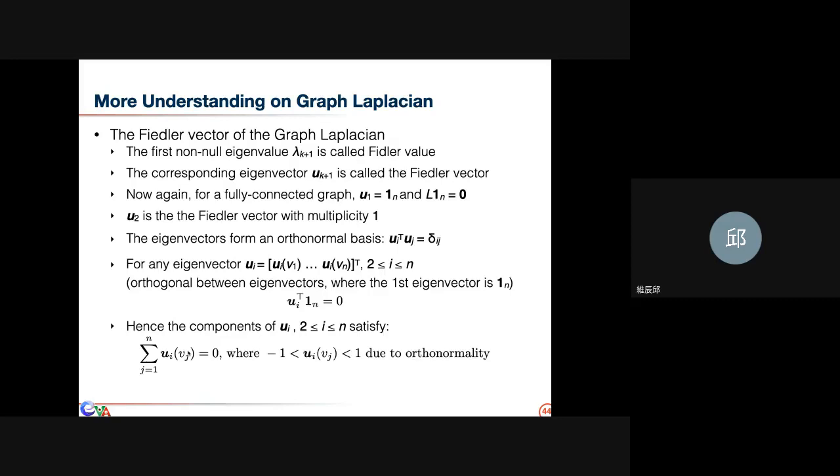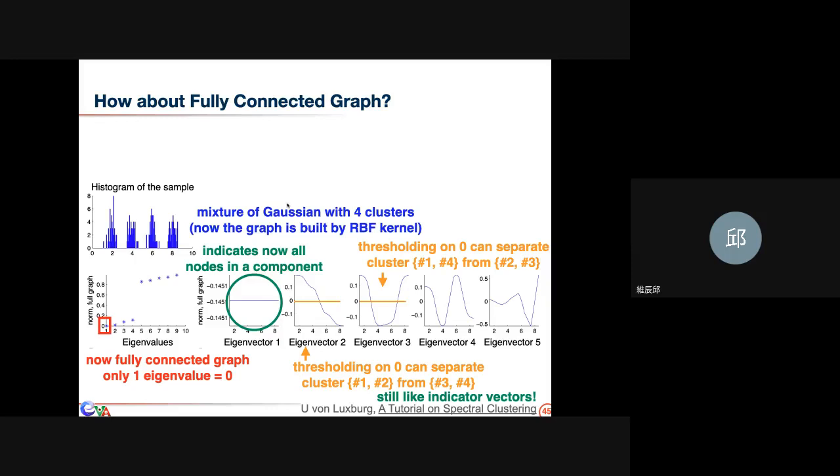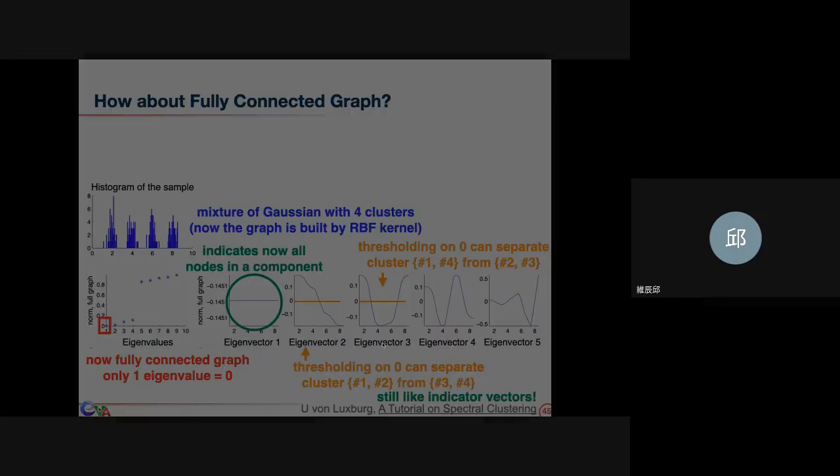I think we can stop here, and we will continue on this example next time. I really encourage you to read this tutorial to get a more detailed understanding of spectral clustering. Thank you.